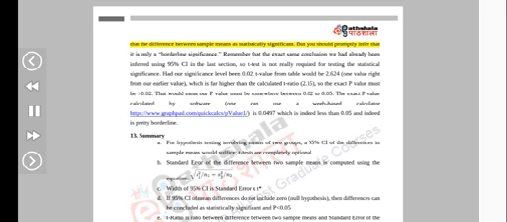That the difference between sample means is statistically significant. But you should promptly infer that it is only a borderline significance. Remember that the exact same conclusion had already been inferred using the 95% CI in the last section, so the t-test is not really required for testing the statistical significance.